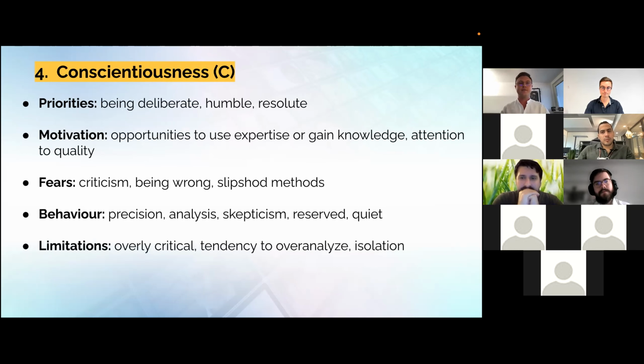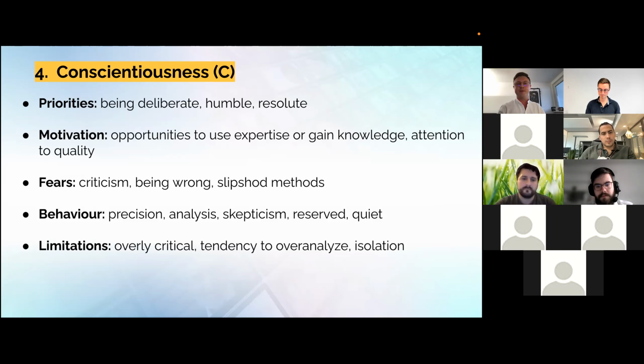Here's conscientiousness. Your priorities would include being deliberate, humble, and resolute. So this personality profile, they're really, really good in numbers. They have analytical thinking, and most of the time it's also reflected in their job positioning, I would say. Their motivation, there are opportunities to use their expertise and gain knowledge. Their fears are criticism, being wrong, and slipshod methods. Their behavior, they're precise, very analytic. They have a lot of skepticism, and they're reserved and quiet.